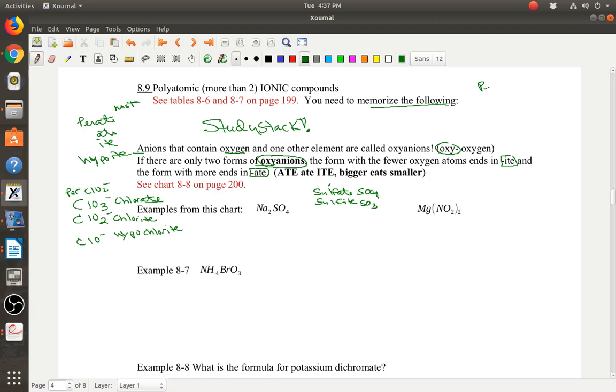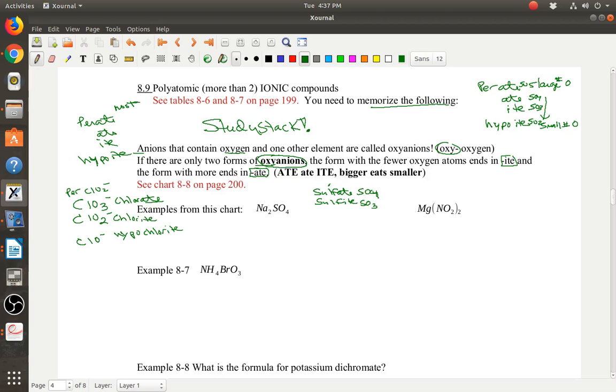Write that on your notes. Per-"ate," "ate," "ite," and then hypo-"ite." That's the order, from larger number of oxygens to smaller number of oxygens. Okay? Now, what about sulfate? Sulfate has SO4. So sulfite would be SO3, and hyposulfite would be SO2. And persulfate would be SO5 if there was such a thing. So you just go up and down depending on where you start.